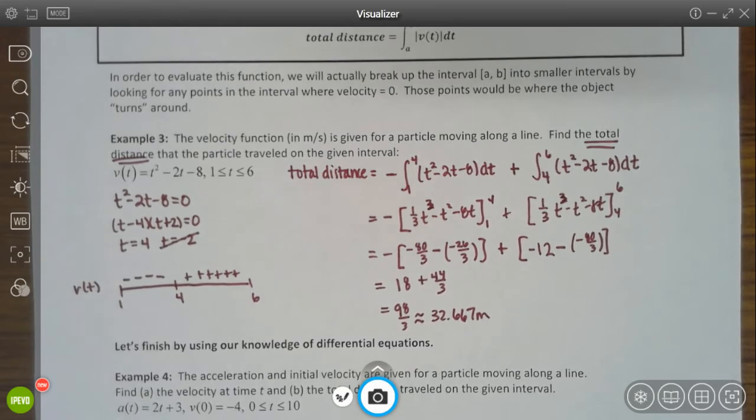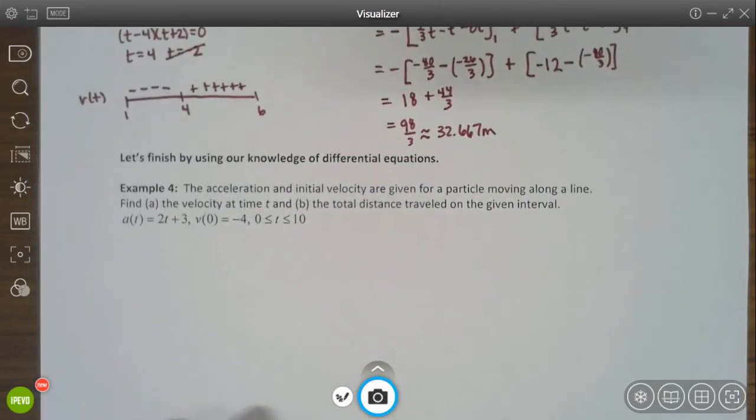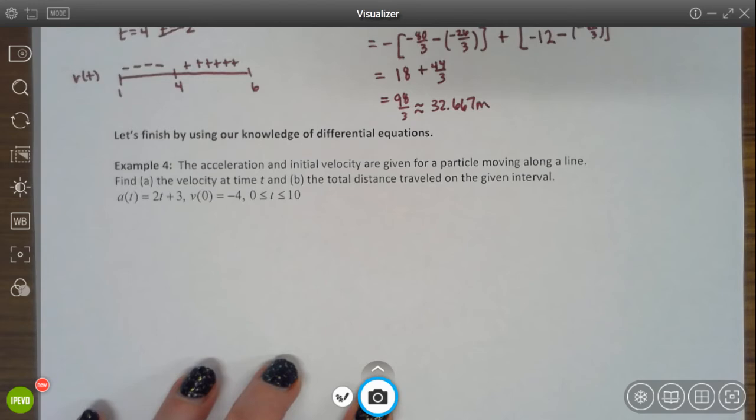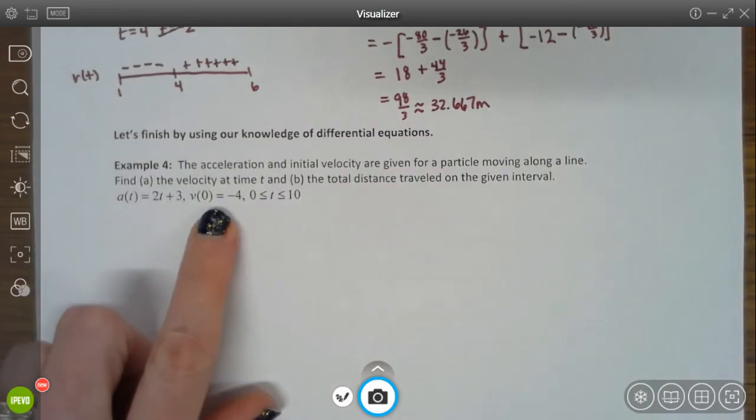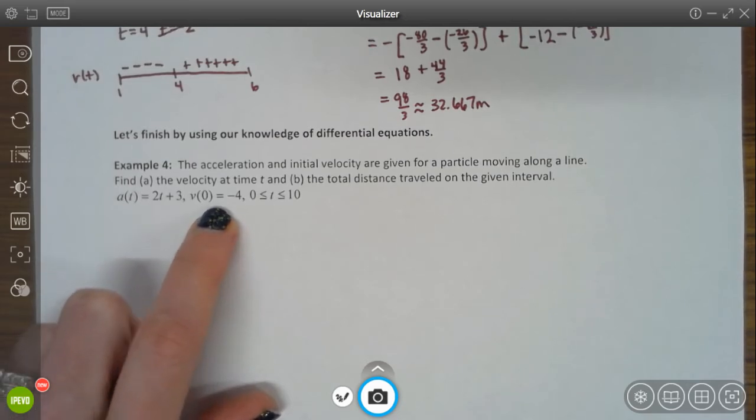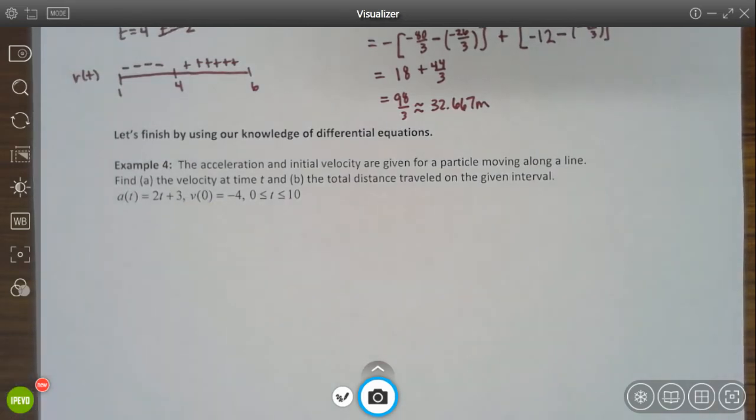Let's finish up by looking at another example and connecting this back to the differential equations that we looked at the beginning of this unit. So back when we started this unit, we worked with our differential equations. Again, that's when we started talking about how the antiderivative of acceleration is velocity, the antiderivative of velocity is position. We were given some initial values, and we used those to find some functions. So we're going to connect those two things together.